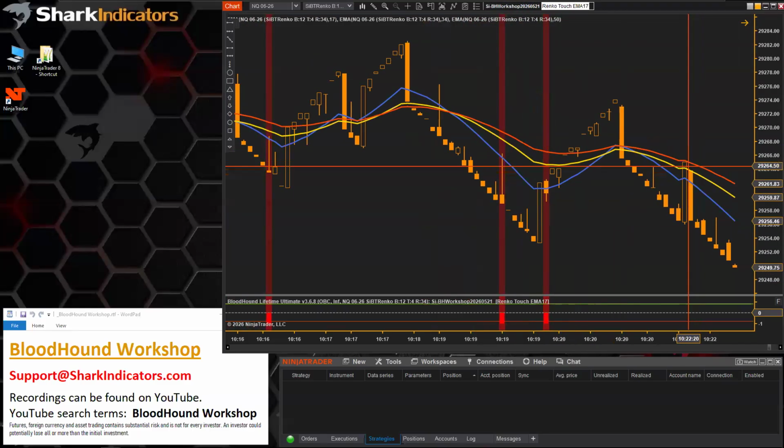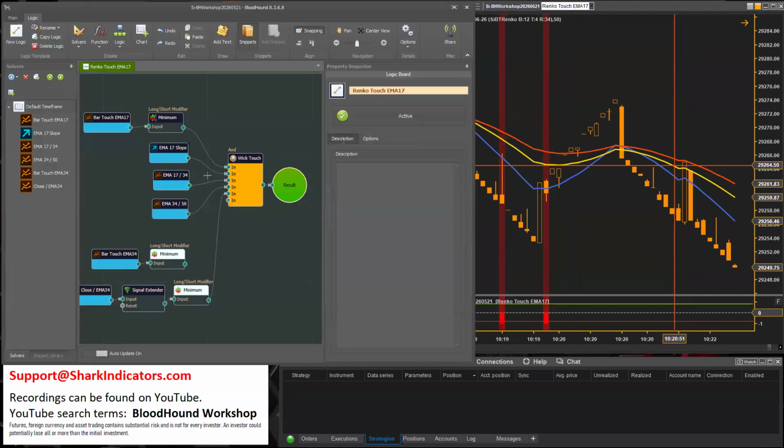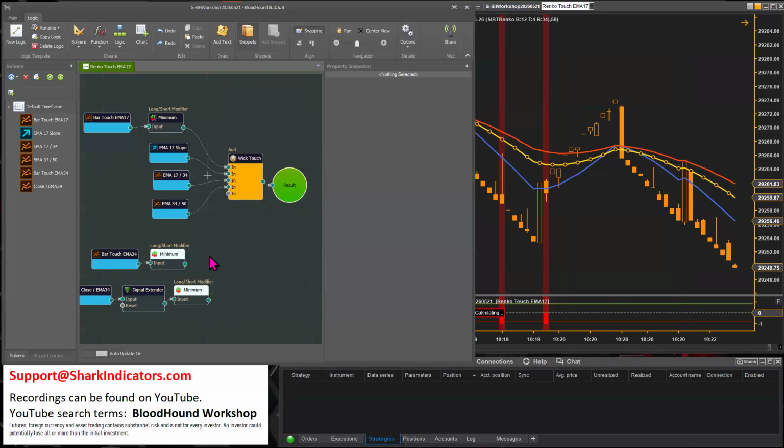Yeah. All right. So I think this might be a situation here where the two ways of eliminating price touching the EMA 34 might make a difference. Let's find out here. Yeah. All right. So that signal is gone. So actually, that one works better. Interesting.